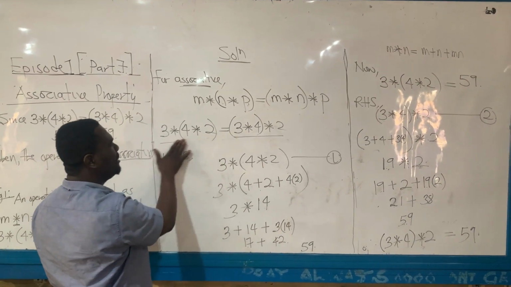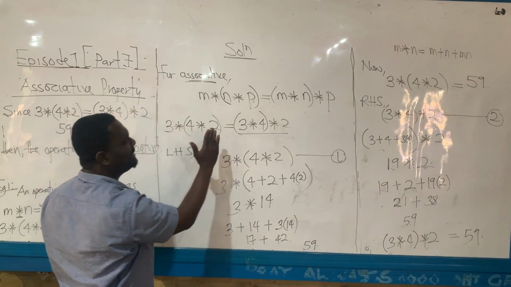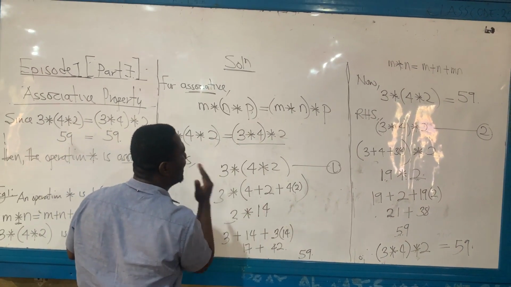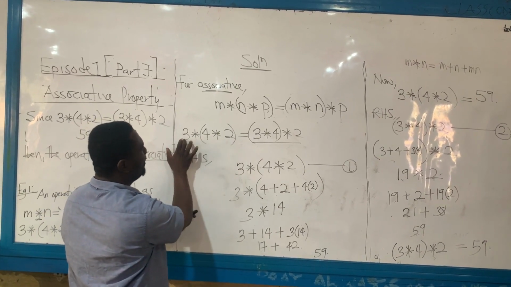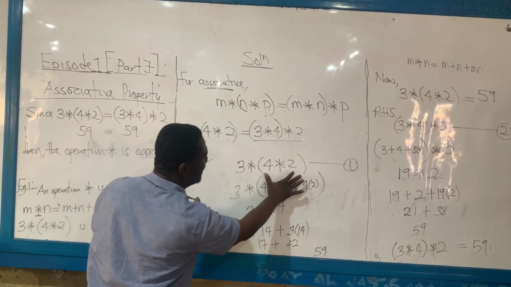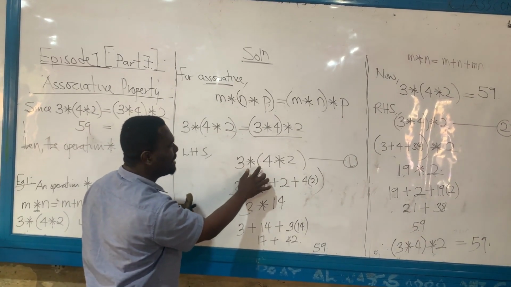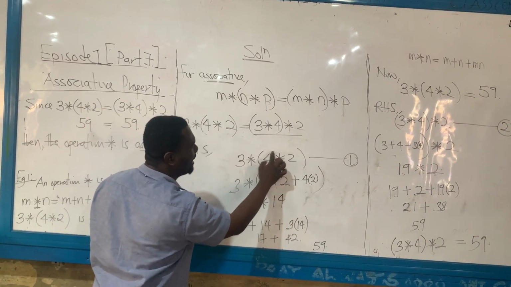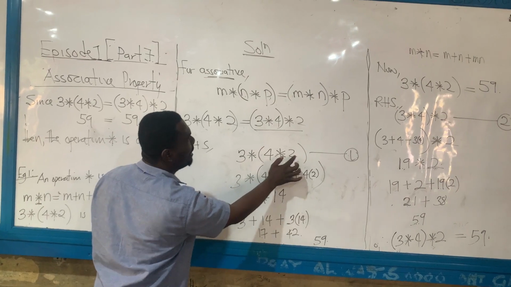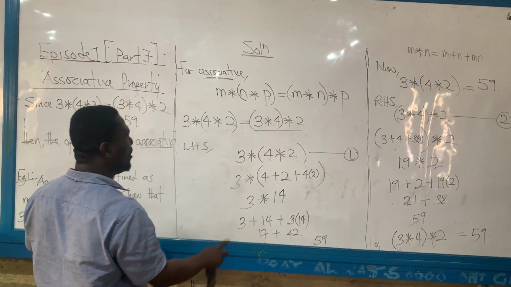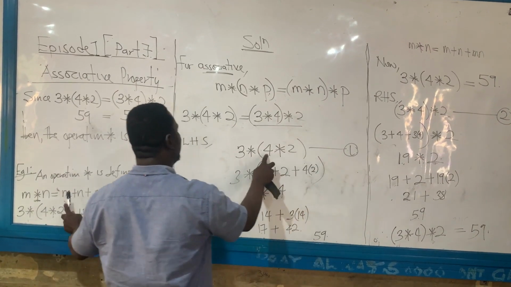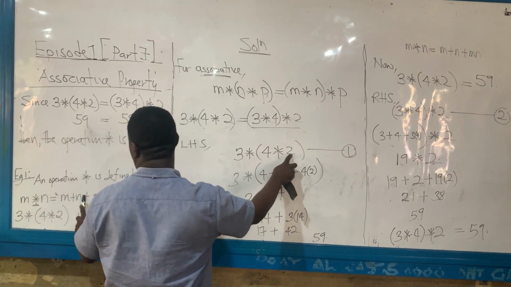Are you getting it? So you consider this as your left hand side, then you take this as your right hand side. Then I'm considering my left hand side, and I'll put it down. Per the analysis, you are going to solve what is inside the bracket first. I have 4 and 2, using the formula, meaning your m is 4 and your n is 2.